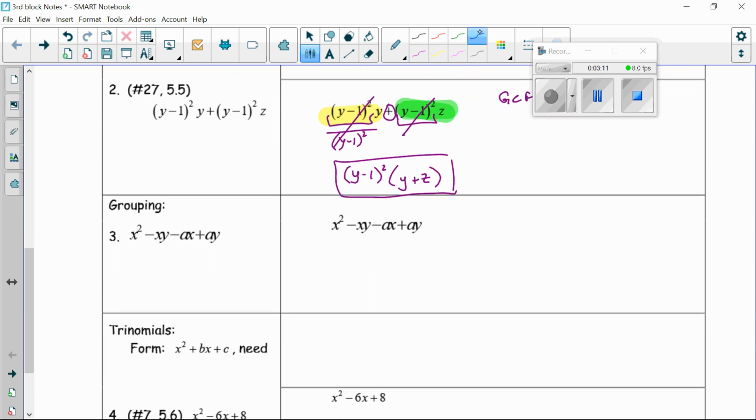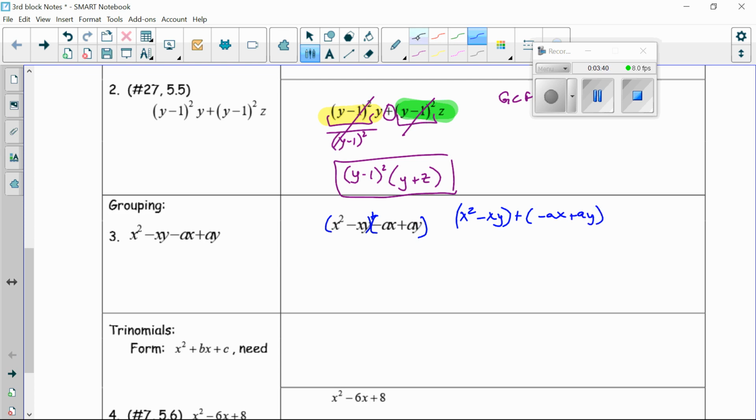And then one method that you will look at is if something has 4 terms, then you want to use what's called grouping. So 4 or more terms, we use grouping. And we want to group these together where you have your 2 terms and your 2 terms. Now be careful here with this negative sign. It is glued to that a, so this is like plus negative. If I rewrite this, x squared minus xy plus negative ax plus ay.